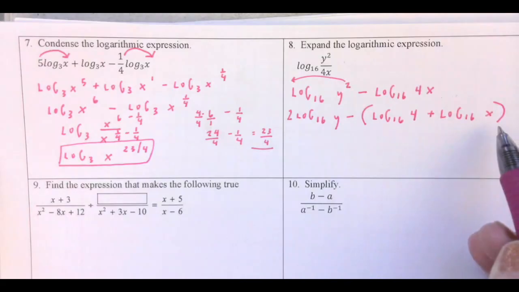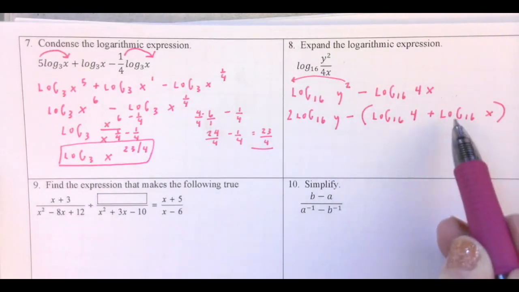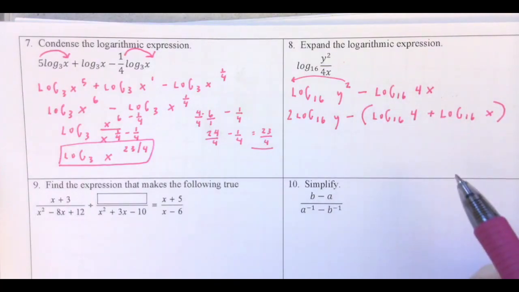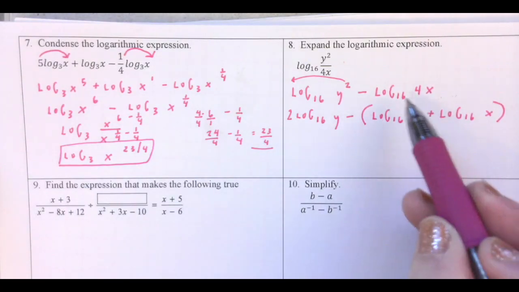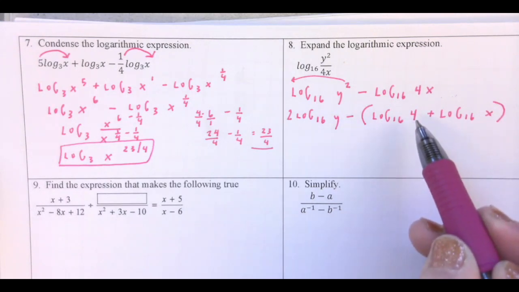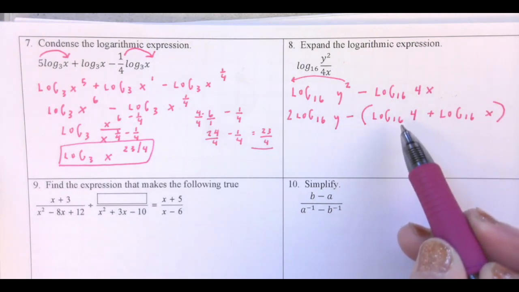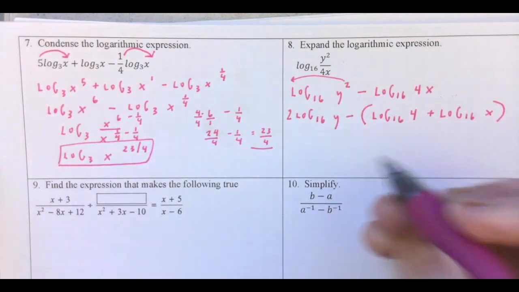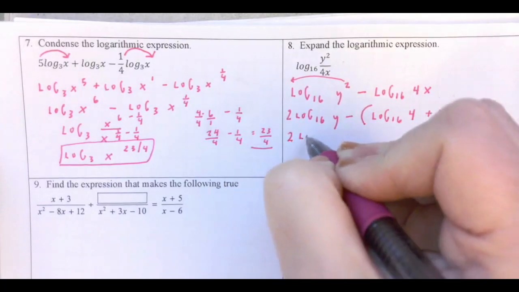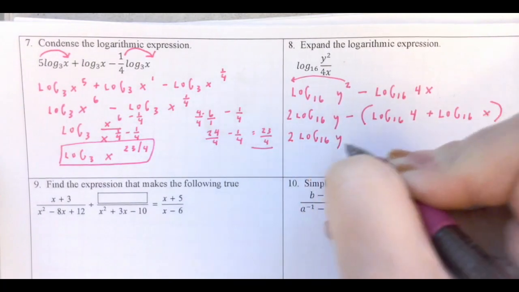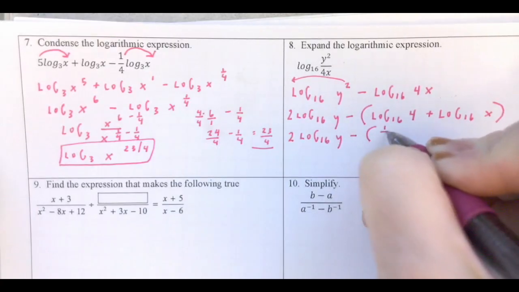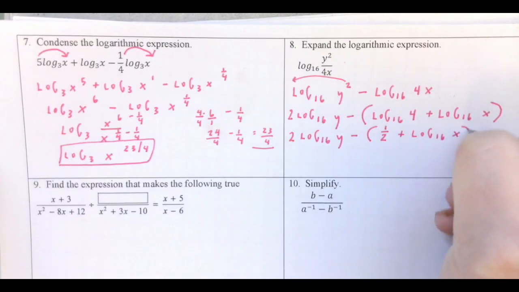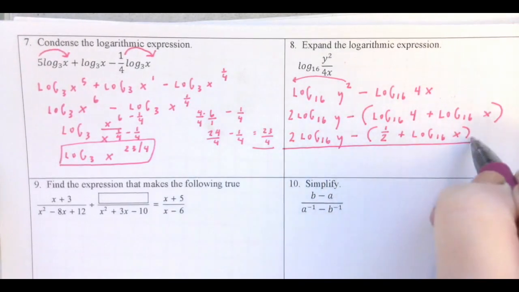Okay, I put that in parentheses so I can keep this together right here because that would multiply back to become a product right there. Okay, and then I can resolve this part right here because I know that 16 to a certain power gets me 4. I know that the square root of 16 gets me 4. So 16 to the 1/2 power gets me 4. So one more step, 2 times log base 16 of y minus parentheses 1/2 plus log base 16 of x. Right, you can leave it like that. That would be fine.